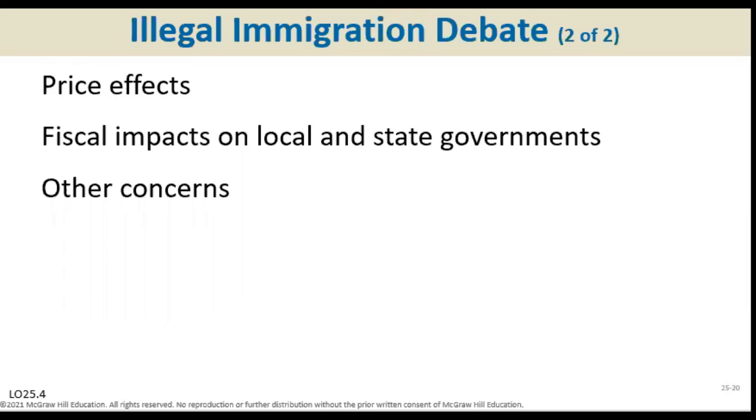While illegal immigrants may not pay income taxes, which is one of the arguments, they do pay sales and excise taxes, and indirectly also pay property taxes on the property that they rent, because they have to live somewhere, meaning that they rent. So they indirectly pay property taxes.